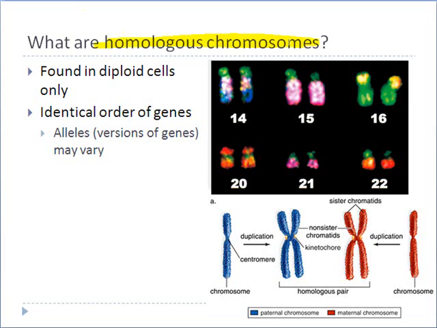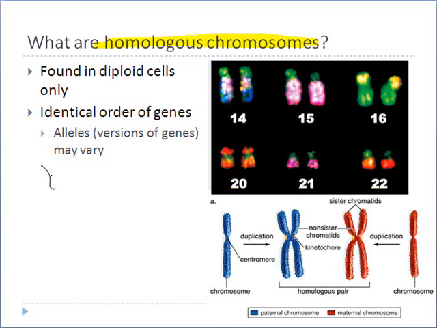Homologous chromosomes are pairs of chromosomes that contain the same genes in the same order on them, but they may not be the same version of the same gene. And you get these homologous chromosomes, you get one complete set of chromosomes from your mom and one complete set of chromosomes from your dad.